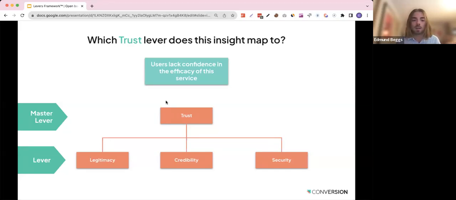So, okay, we think we have a trust problem. Well, let's look at a nice constrained decision between 3 possible options. Is it about legitimacy? Is this such a problem that users maybe don't even think you're a legitimate company? Do you appear to be a scam? Is it about security? We're thinking in terms of how we request kinds of personal and financial information. Most likely this is a problem of credibility. It's more about the efficacy of the service. Does this service actually work? Am I confident that it's competent? So this ultimately is a credibility question.